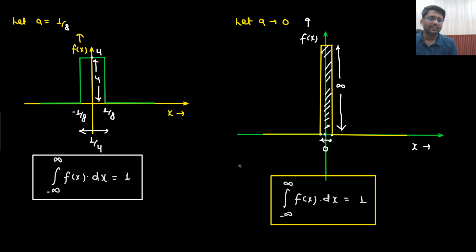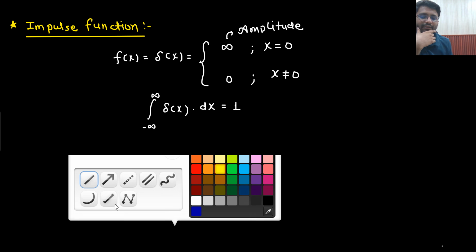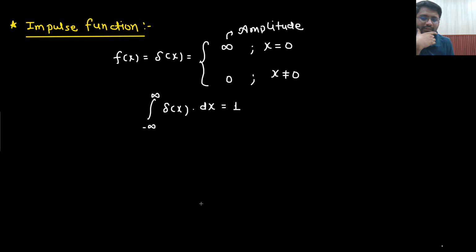That means at x equals 0, it will show infinite amplitude, but apart from x equals 0, it will show 0 amplitude. But the area always remains 1. So how do you show it in the graph? What is the way of showing it? The way of showing it is somewhat like this. First you make the axis.